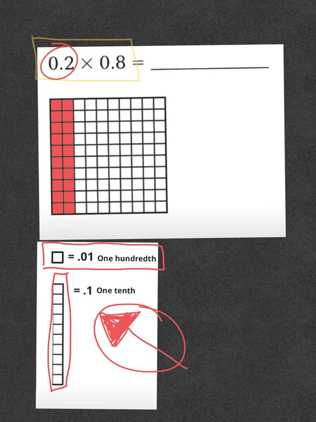What I mean by that is my 2/10 went down this way, right? I went down. I counted the columns down. My 8/10, I'm actually going to go this way. So I'm going to shade in my 8/10 horizontally instead of vertically. So let's do that now, and we're going to shade in 8/10.